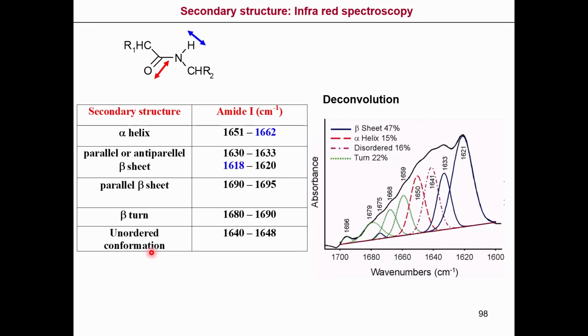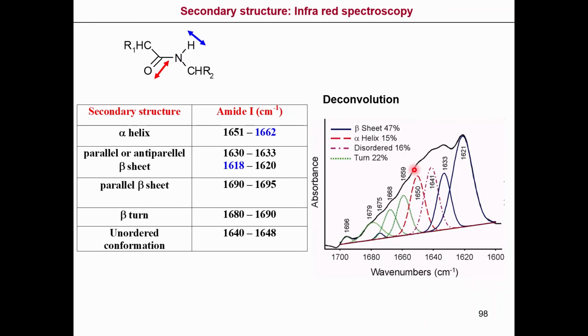And you have also unordered conformation. Usually you have only one band for the amide 1 band, but with the computer, with mathematical treatment, you can make a deconvolution of this band and have several bands. And always with the help of software and the computer, you can get the percentage of each secondary structure.